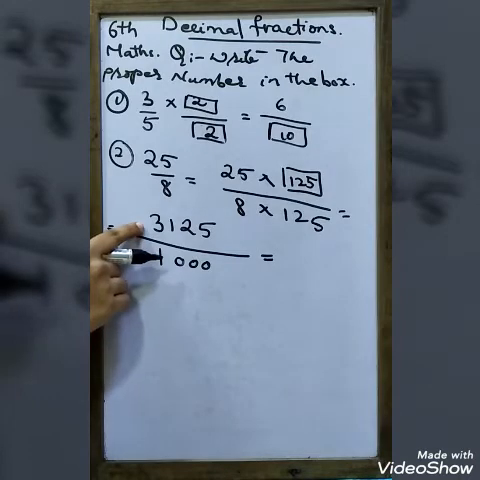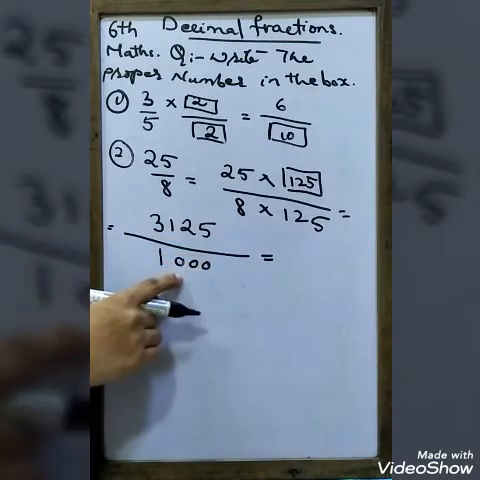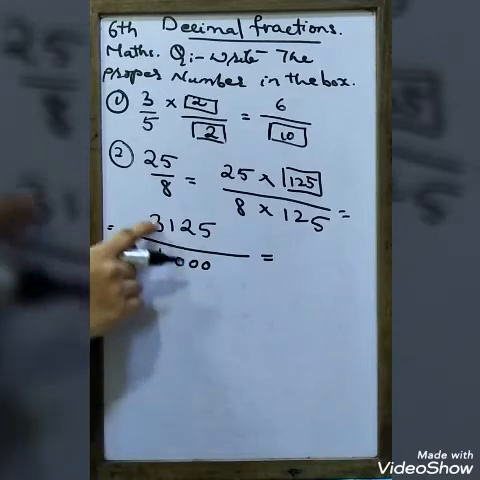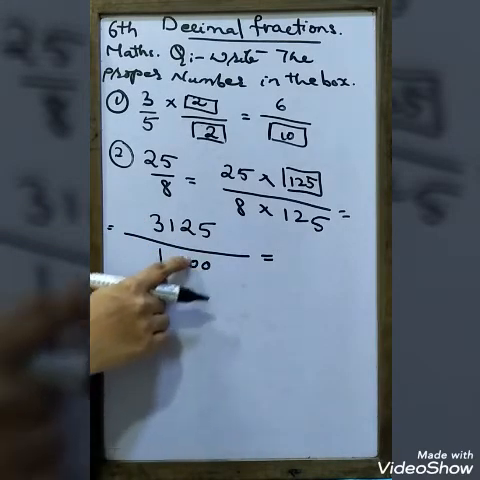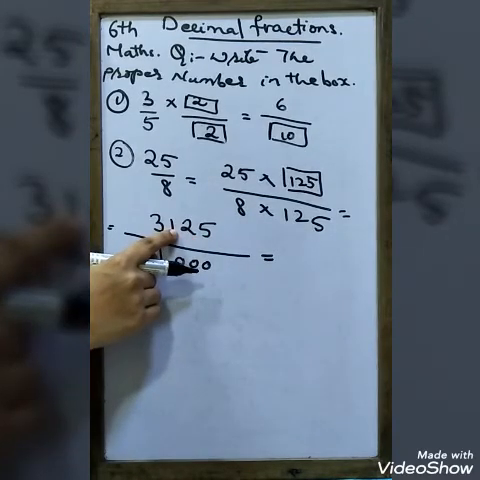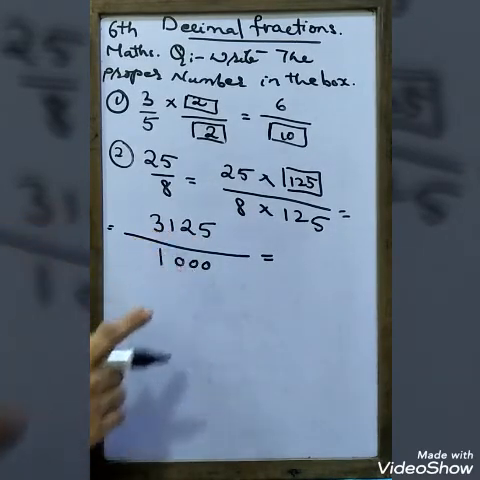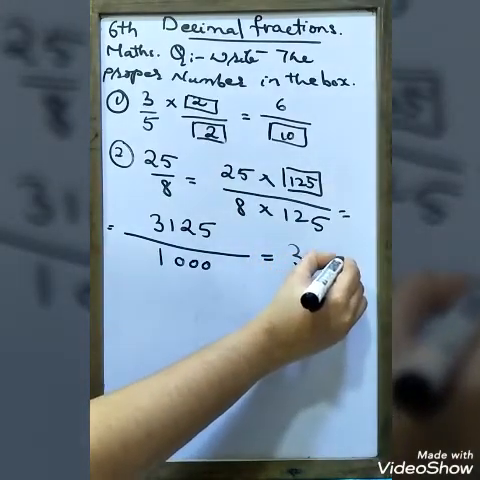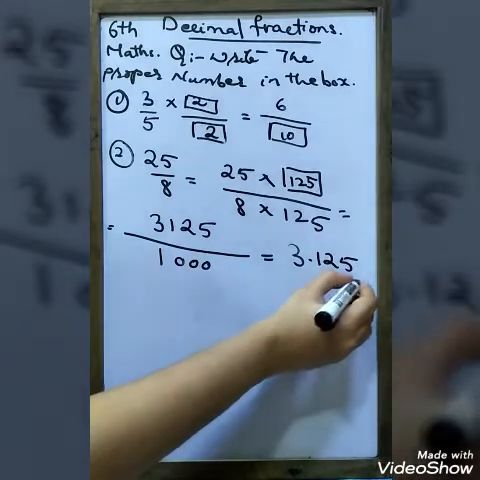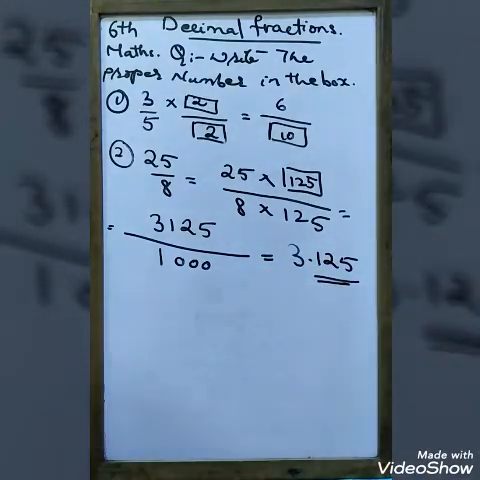Now here 3125 divided by 1000. So here we are supposed to make it in the decimal. So what we are going to do, 1 2 3, after the 3 digits we will put the decimal. So the answer will be 3.125. So the answer of this is 3.125. Now let us go further.